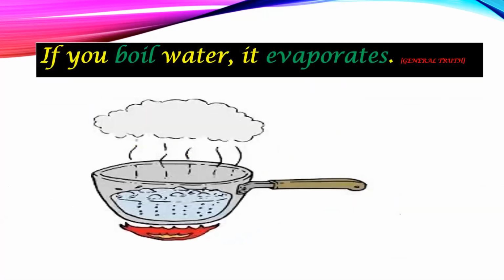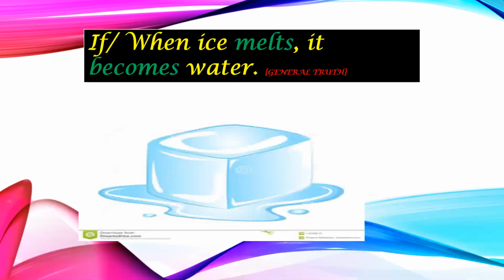Okay, let's see general truth or fact. If you boil water, it evaporates. It's a fact. If you boil some water, it evaporates. Really, it's a fact. You took it in science, everybody knows it. Okay, another general truth. If or when ice melts, it becomes water. As you can see here, you can use when instead of if when we're talking about a general truth.